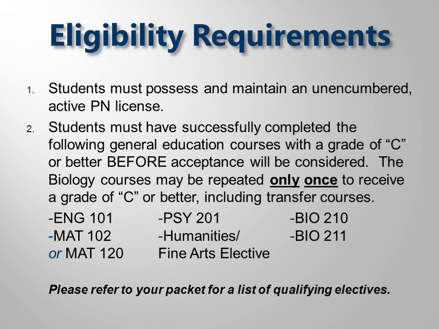For the Anatomy and Physiology classes, you are only permitted 2 attempts to make a grade of C or better. If you plan to eventually complete a Bachelor of Science in Nursing, you should choose Math 120 instead of Math 102. Please note, the packet that you should have printed contains a list of the qualifying electives.